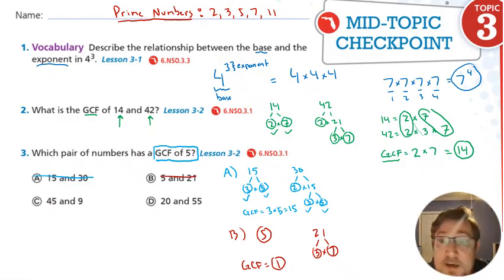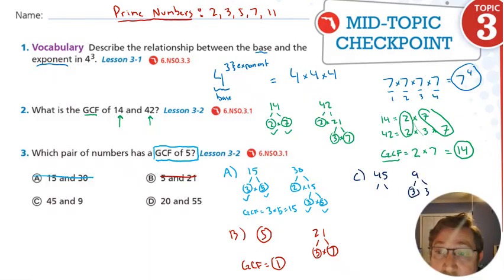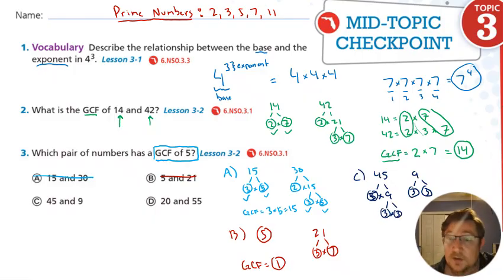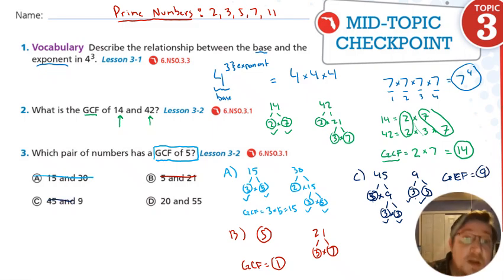All right, let's try C. 45 and 9. Well, 9 is 3 times 3, both prime. 45 is 5 times 9. 5 is prime, and 9 is 3 times 3. So these both don't have a 5, but they both have 2 3s. So here, the greatest common factor is 3 times 3, or 9. So from here, I can confidently say the answer is D. But let's do it just to prove it.